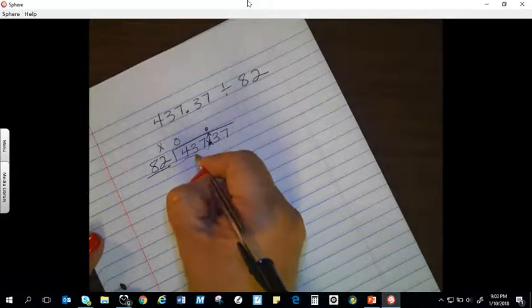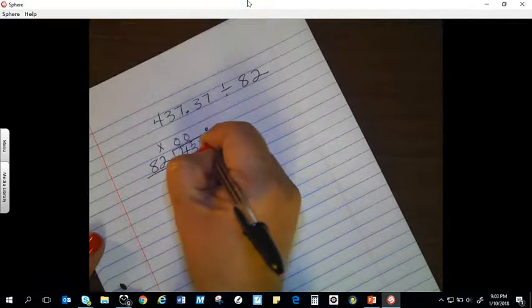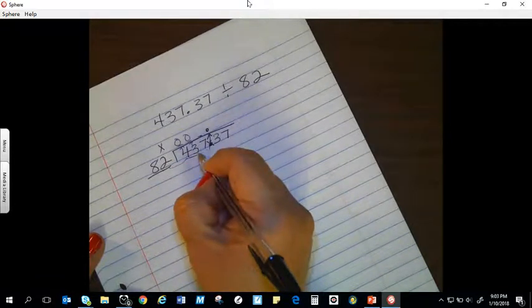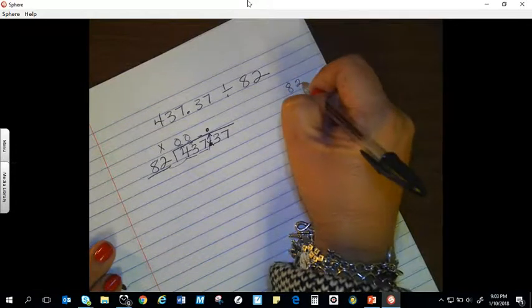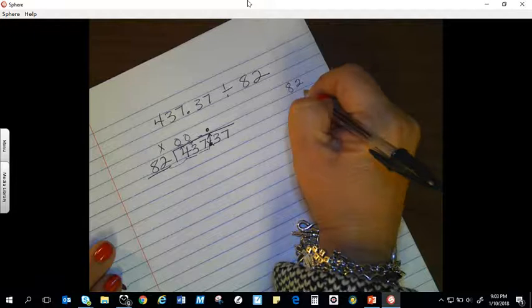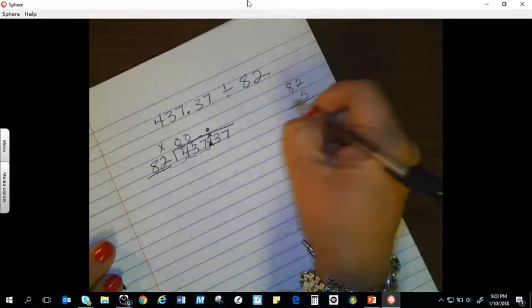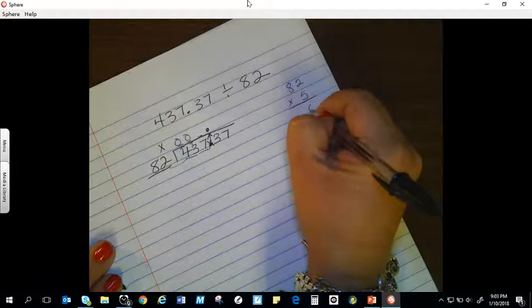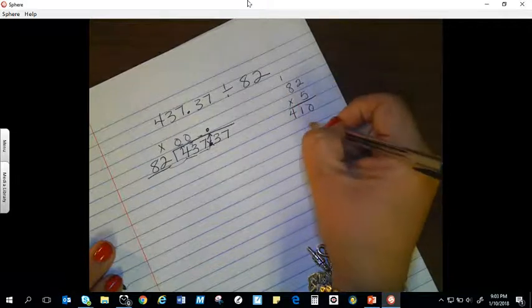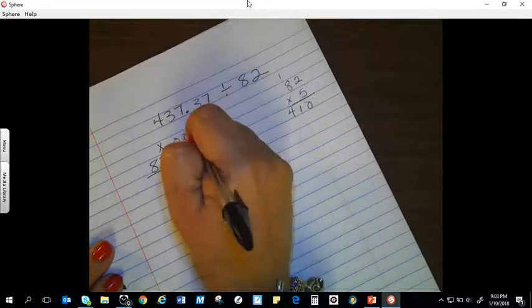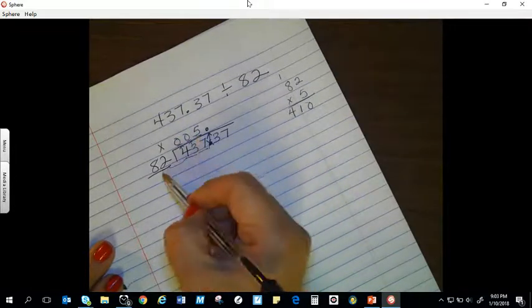82 goes into 4 0 times. 82 can go into 43 0 times. Do you see how I'm just putting those numbers right above? And then now, 82 can go into 437. Well, let me think about this. If 80 times 5 is 400, I'm probably going to get close to that by multiplying 82 by 5. So 5 times 2 is 10. Carry my 1, and that makes it 410. If I add another group of 82 to that, it's going to take me over. So I know that 5 groups can go in equally, and that would be 410.